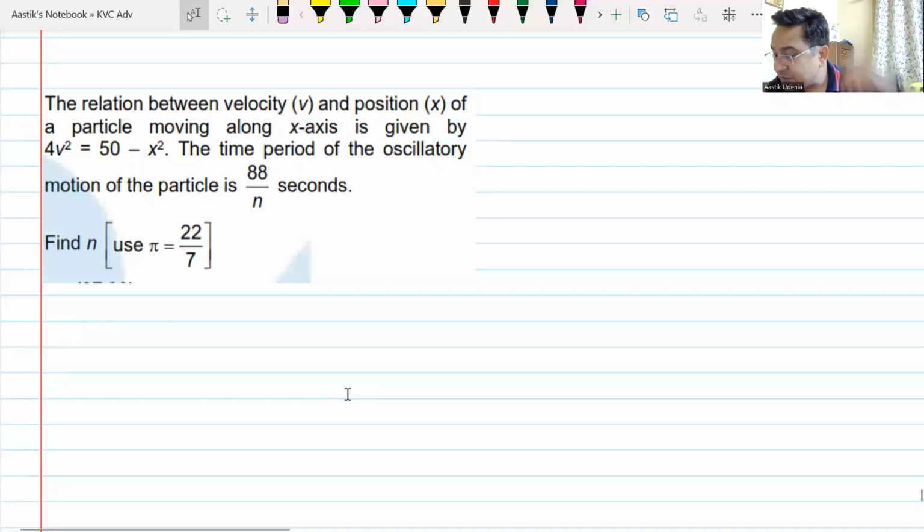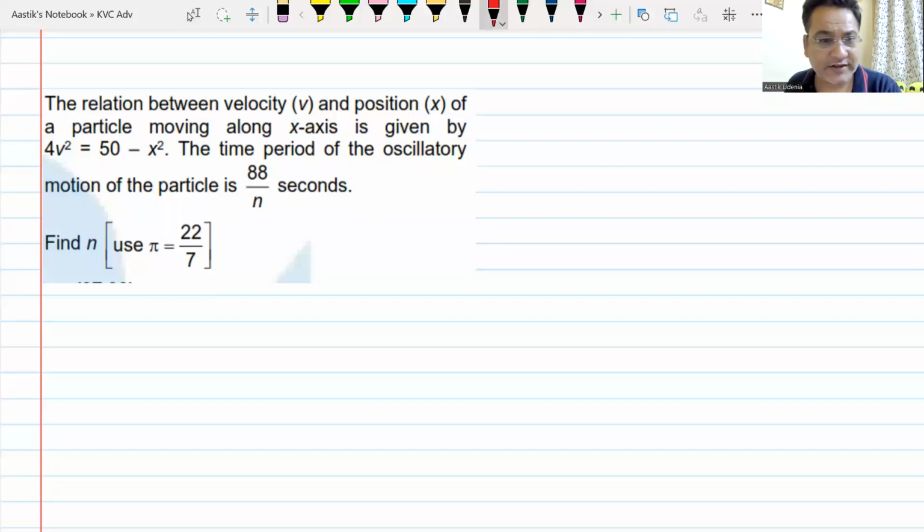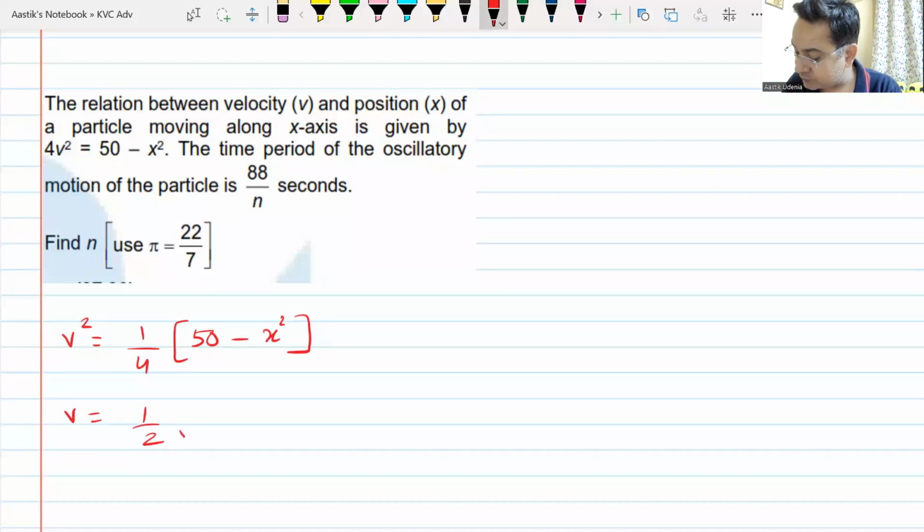The relation between velocity v and position x of a particle moving along x-axis is given by this. The time period of the oscillatory motion of the particle is 88 by n seconds. Find the value of n, my dear friends. So how are we supposed to write this? We can write this equation in this form. V square is equal to 1 by 4 into 50 minus x square. Yes or no? Yes. Well, I can write V is equal to 1 by 2 root over 50 minus x square. Yes or no? Yes.